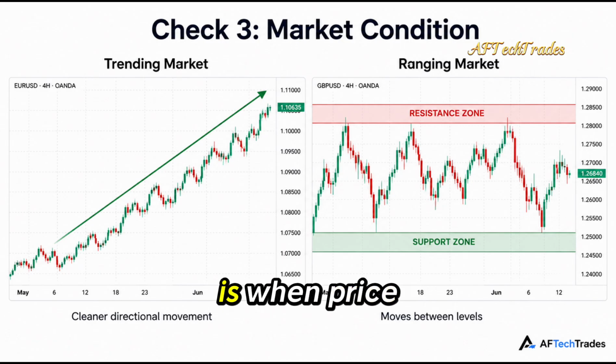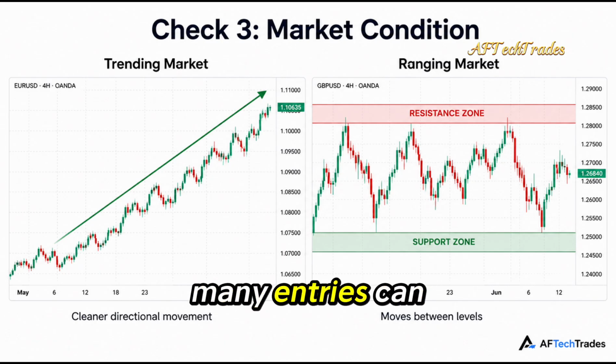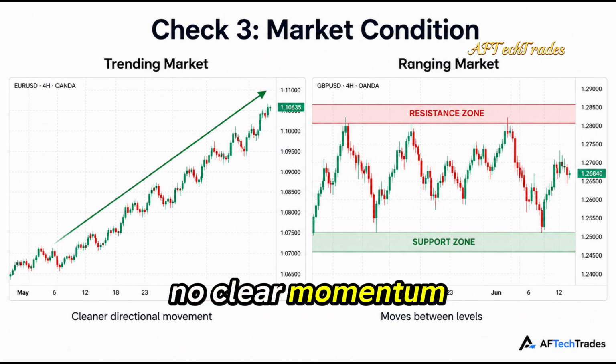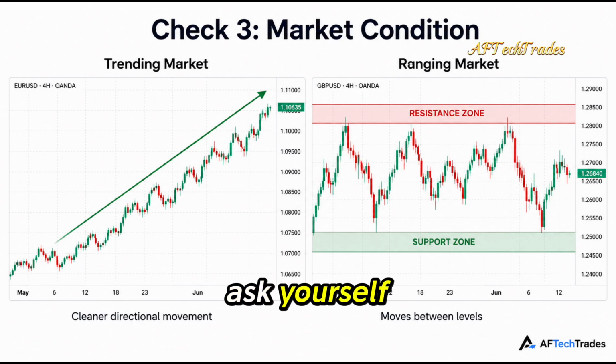A choppy market is when price is messy. It moves up and down without clean direction. In this condition, many entries can fail because there is no clear momentum. Before you enter, ask yourself, what type of market am I looking at? If the market is trending, you may not want to fight the trend. You may want to wait for a pullback and enter in the direction of the trend. If the market is ranging, you may not want to buy in the middle or sell in the middle. You may want to wait for price to reach support or resistance first. If the market is choppy, the best trade may be no trade.